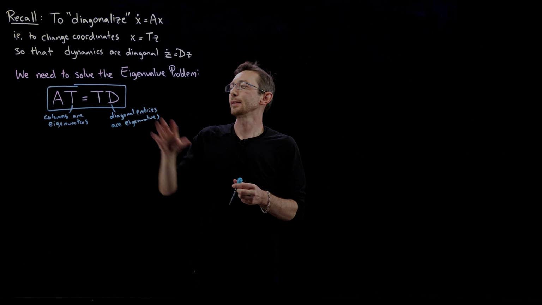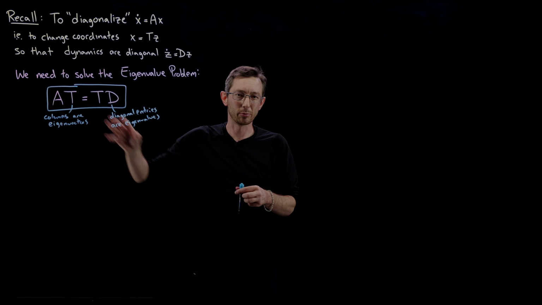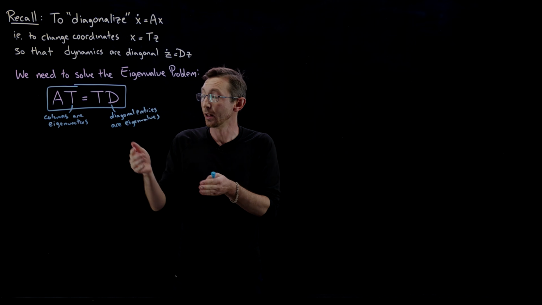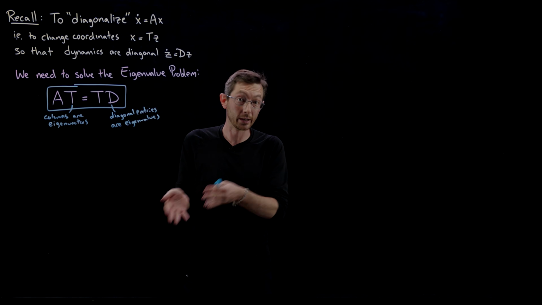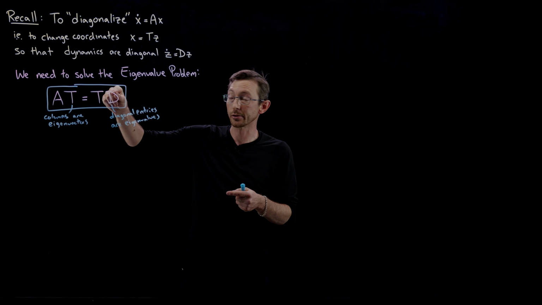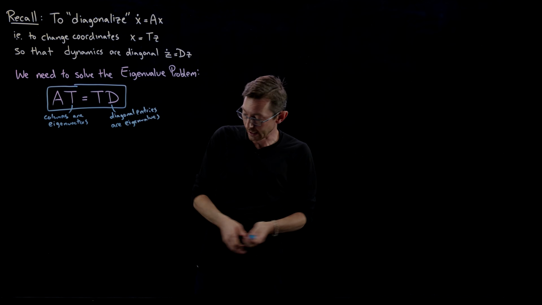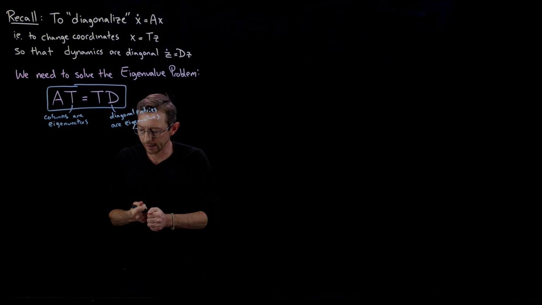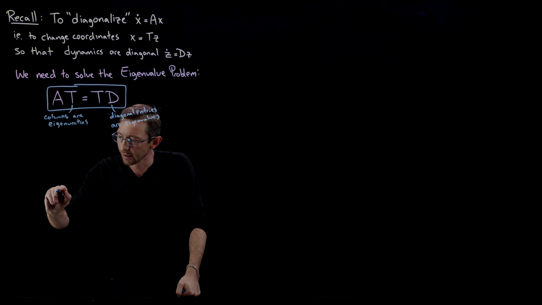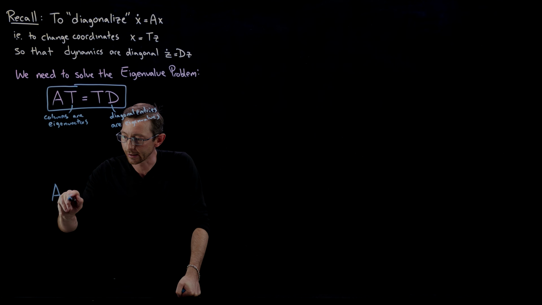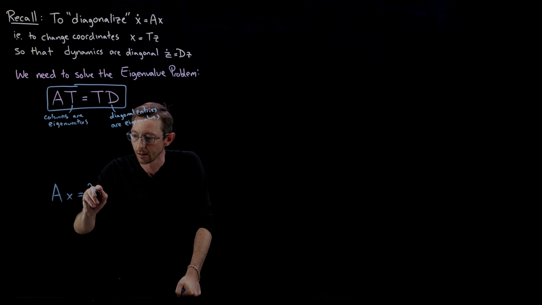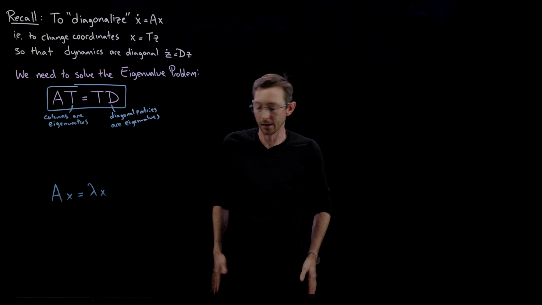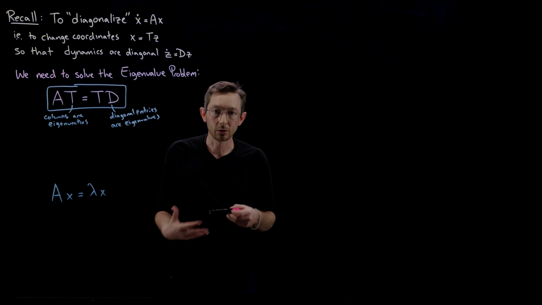And so instead of thinking about this as a matrix eigenvalue problem, it's sometimes a little easier to just think about finding individual eigenvectors and eigenvalues one at a time. So kind of columns of T and entries of D, finding those one at a time. And so the way I'm going to write that is Ax equals lambda x.